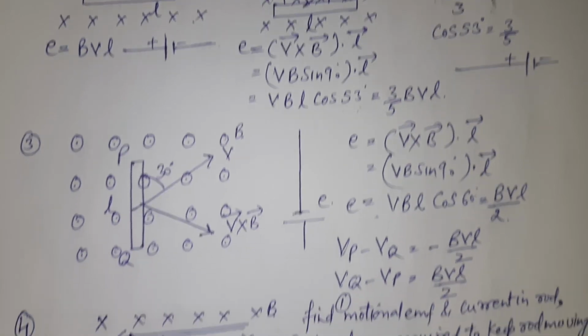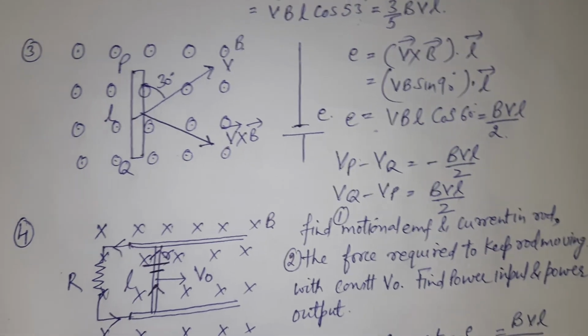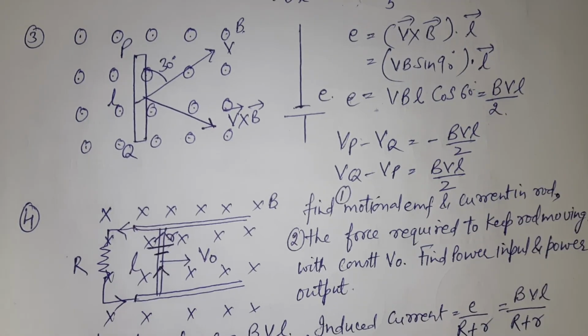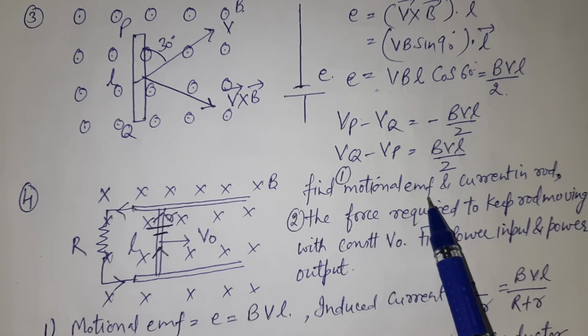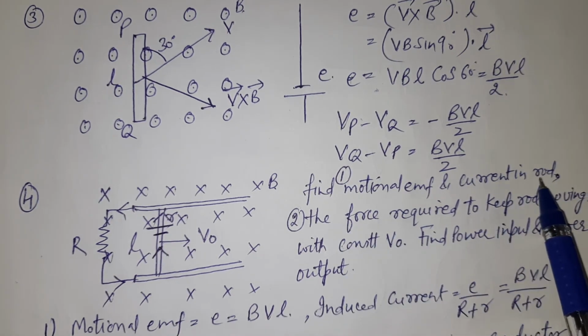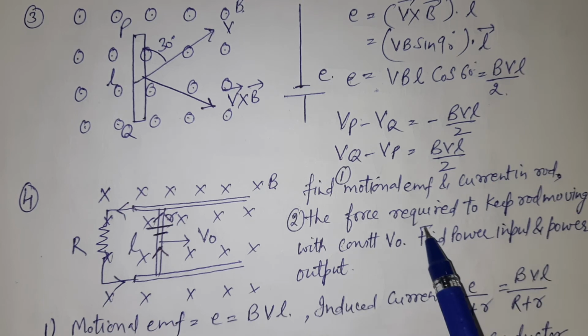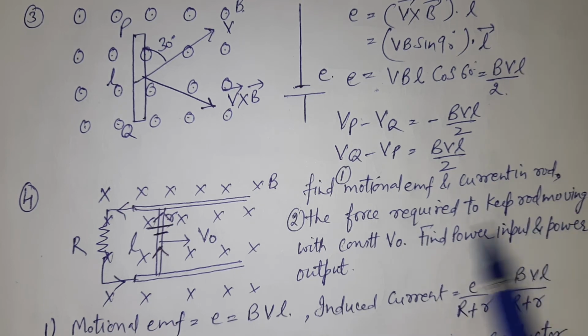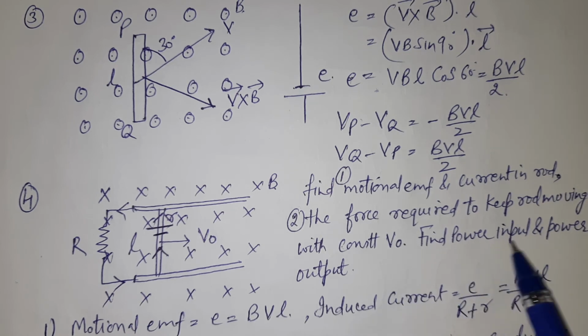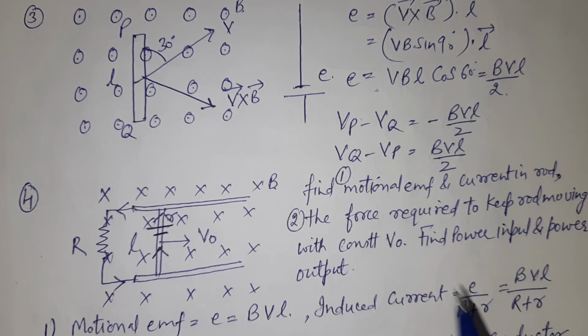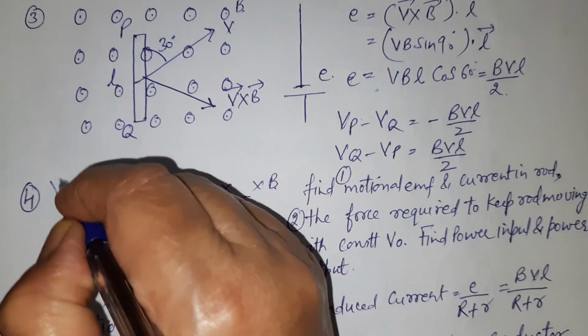Next problem. Find the motional EMF and current in the rod and the force required to keep the rod moving with constant velocity. Find power input and power output. This is a very important question.